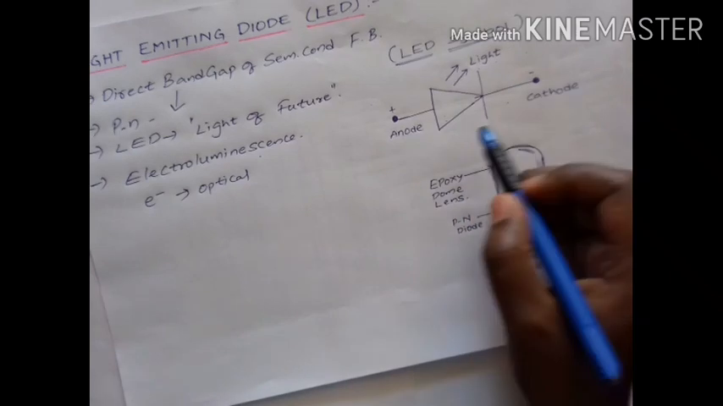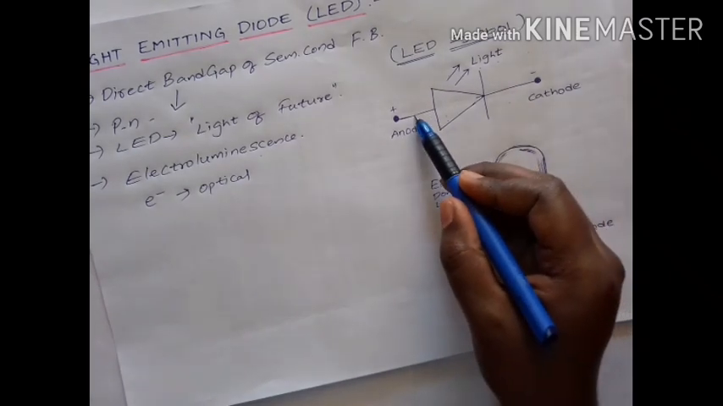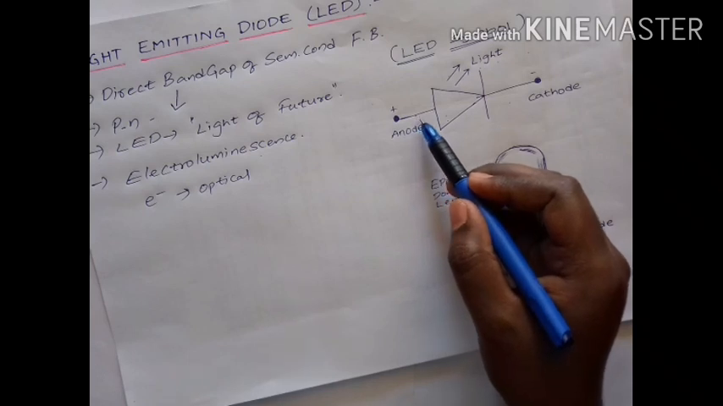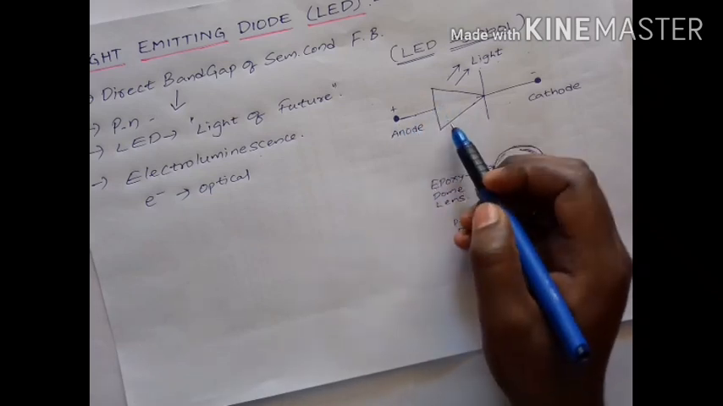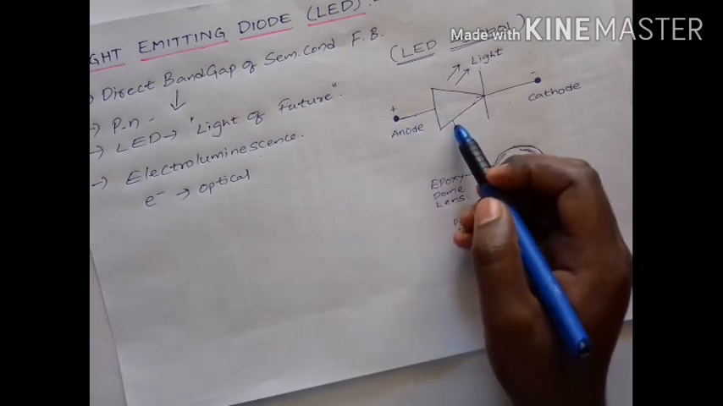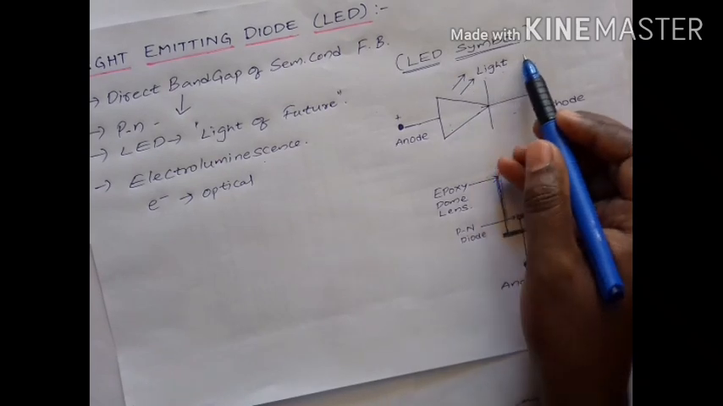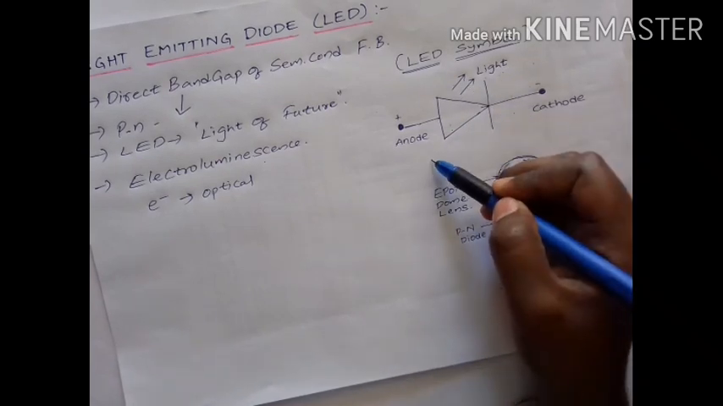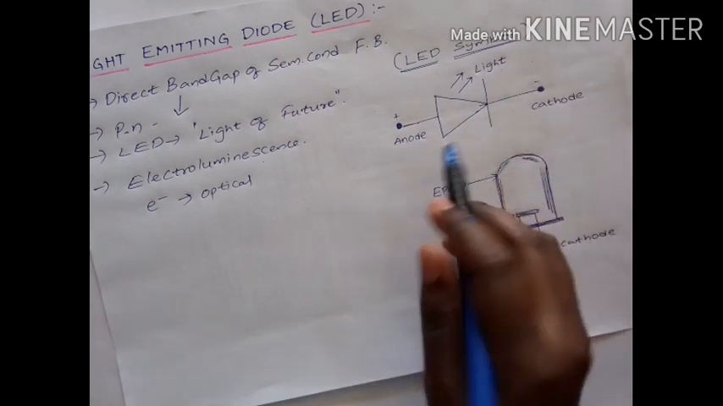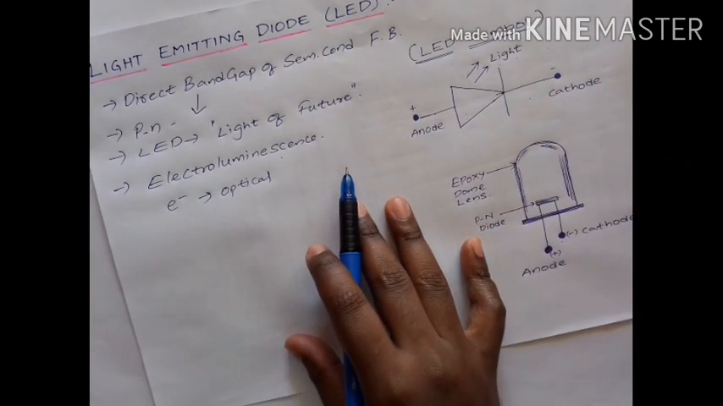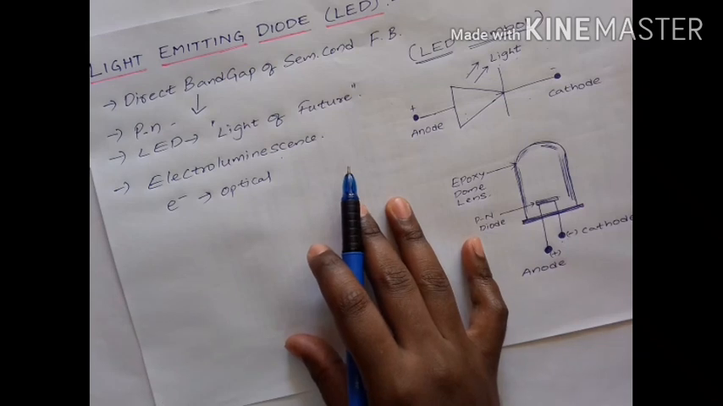You can observe here, whenever we connect this diode to an external battery, by gaining the energy or current from the external source, this PN junction conducts, and as a result it emits light as output. So electrical energy is converted into light energy, and this happens only when we connect this LED in forward bias.